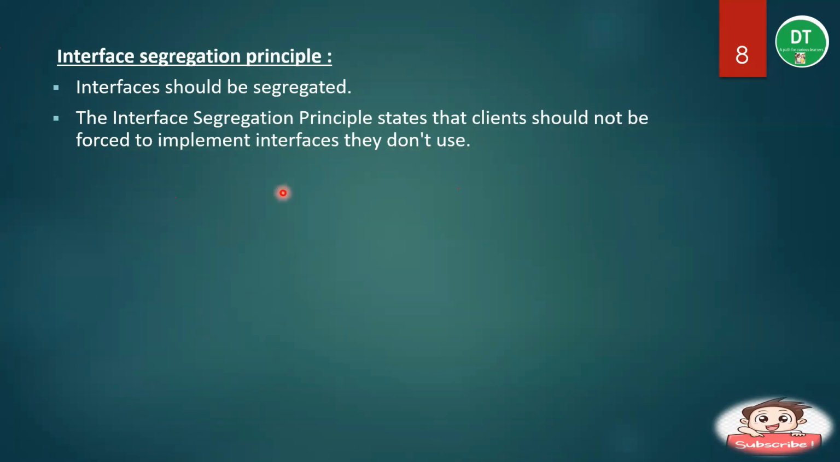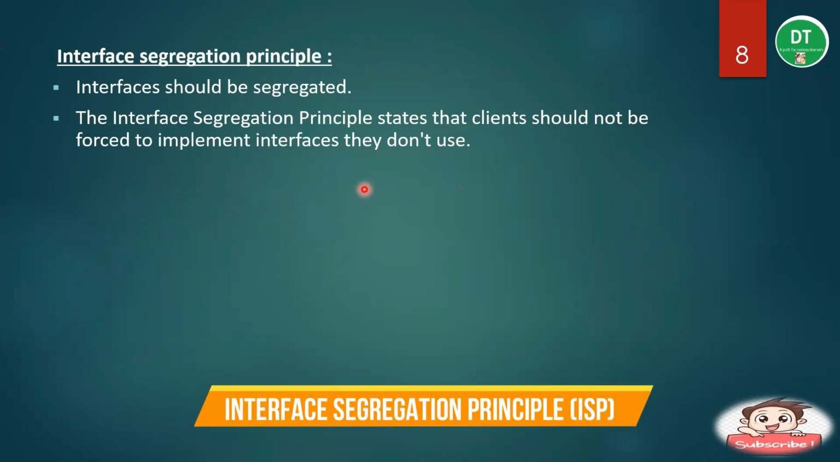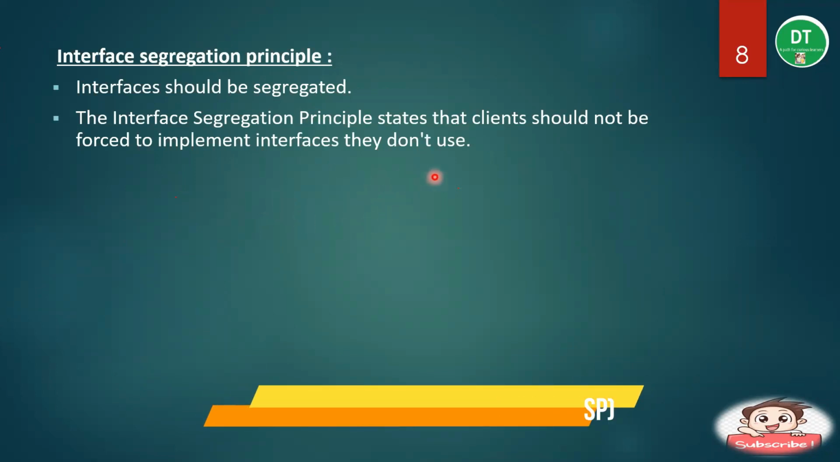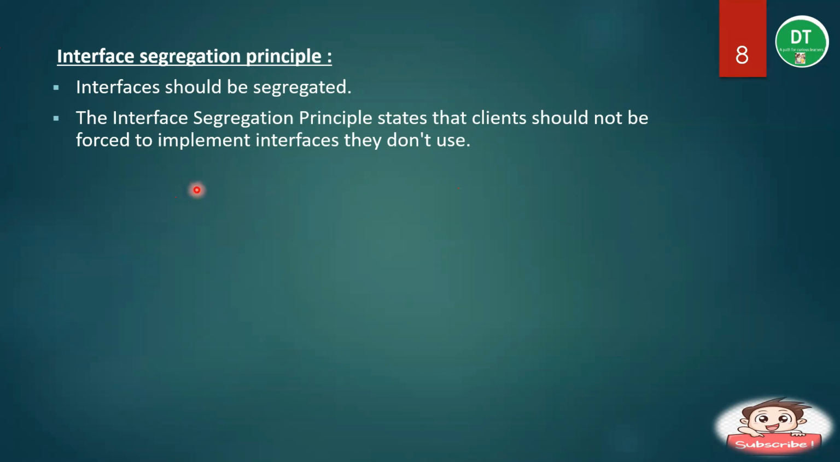Suppose I am having a class and I'm implementing one interface into the class, and the interface is having three methods, and the class requires only one method. In that case, the class is unnecessarily responsible for implementing all the methods. So this is against the interface segregation principle.